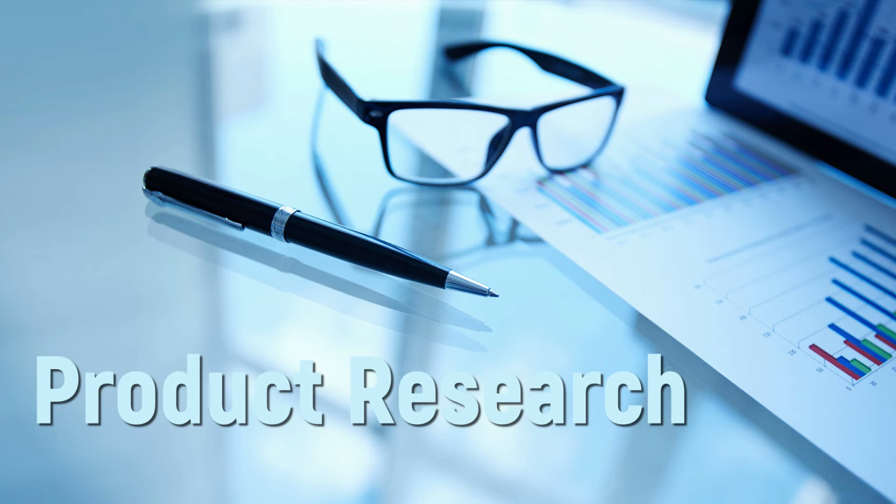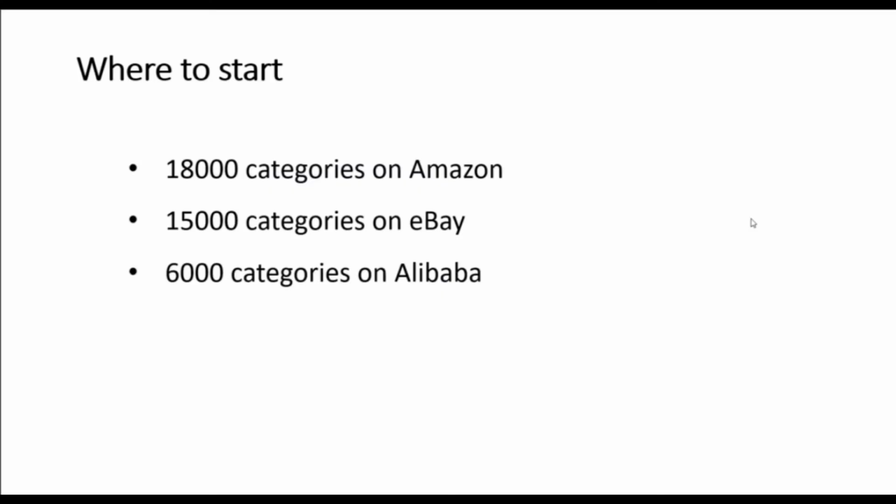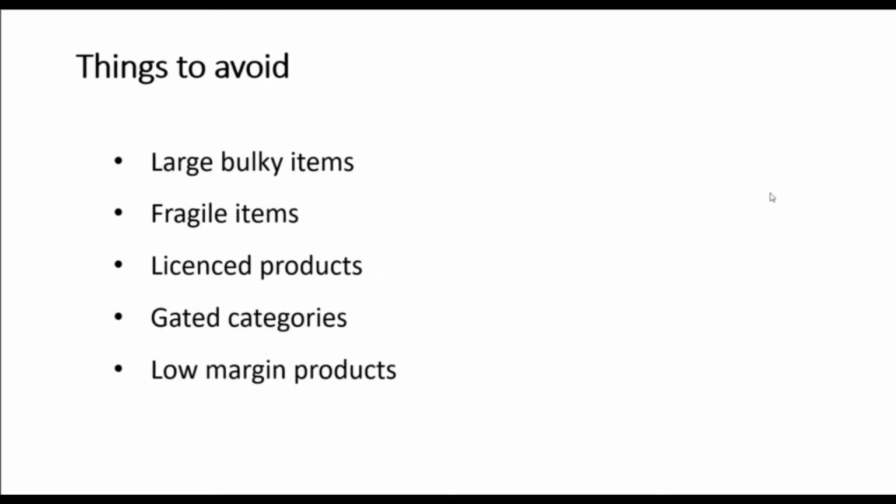In this video, we'll be looking at how to analyze and source products to sell in your online business, particularly on eBay and Amazon. If you're starting from a blank slate, deciding what to buy can be a fairly daunting prospect. There are 18,000 categories on Amazon, 15,000 categories on eBay, and 6,000 categories on Alibaba. Alibaba is a popular Chinese product sourcing site.